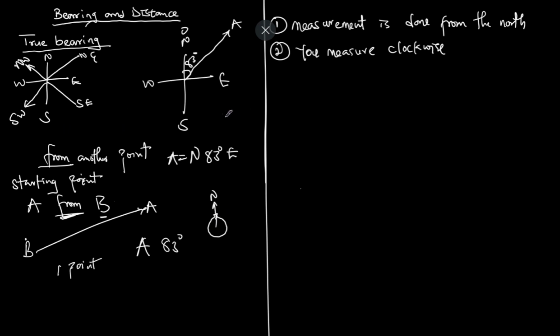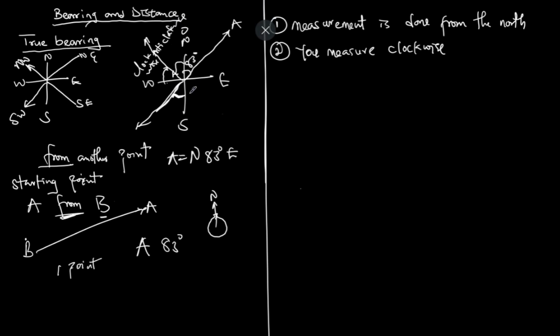Unlike compass bearing, if you have a point between the north and the west, now if you go from the west towards the north, that would be clockwise. However, in compass bearing, you don't measure from the west to the north. You can only measure from the north to the west. And if you are measuring from the north to the west, that is anti-clockwise.